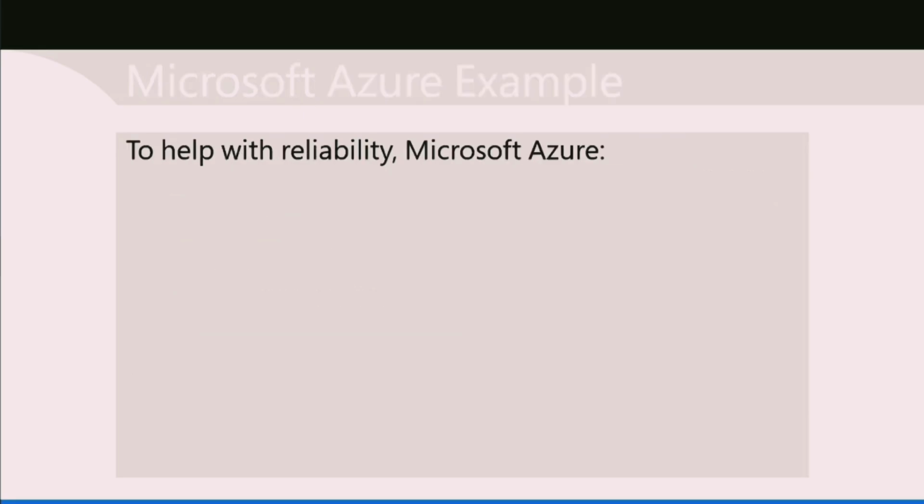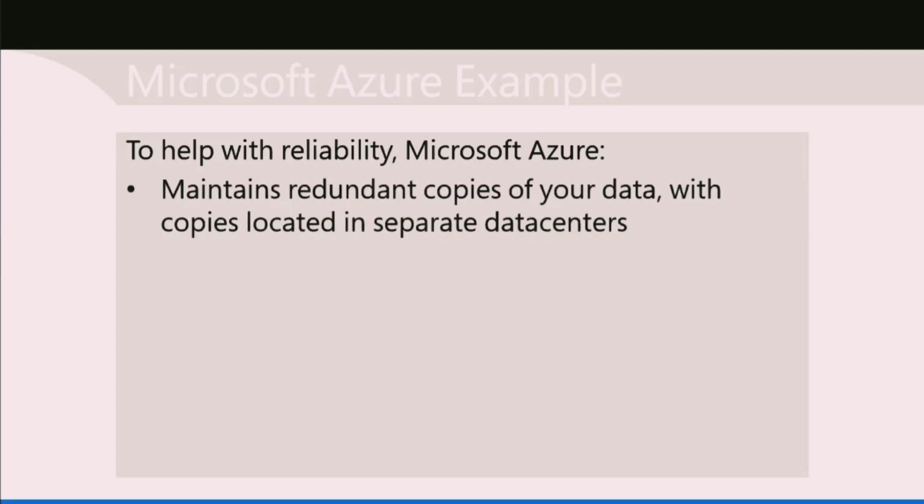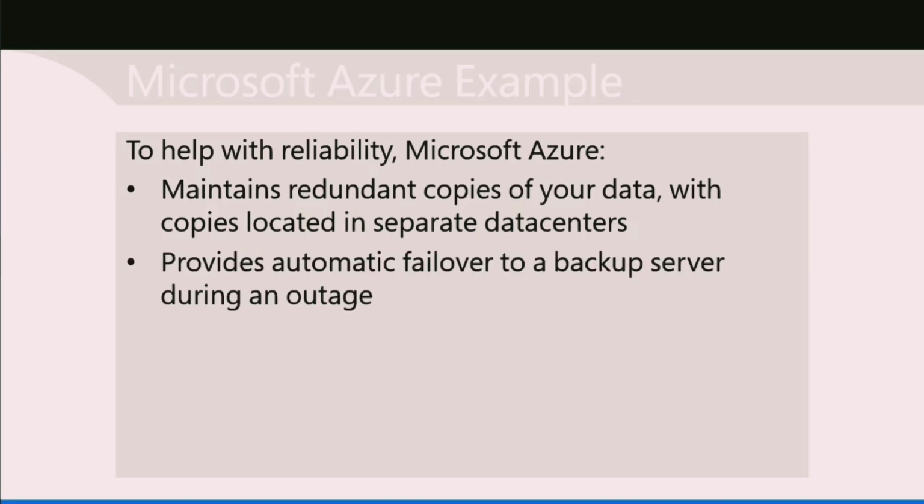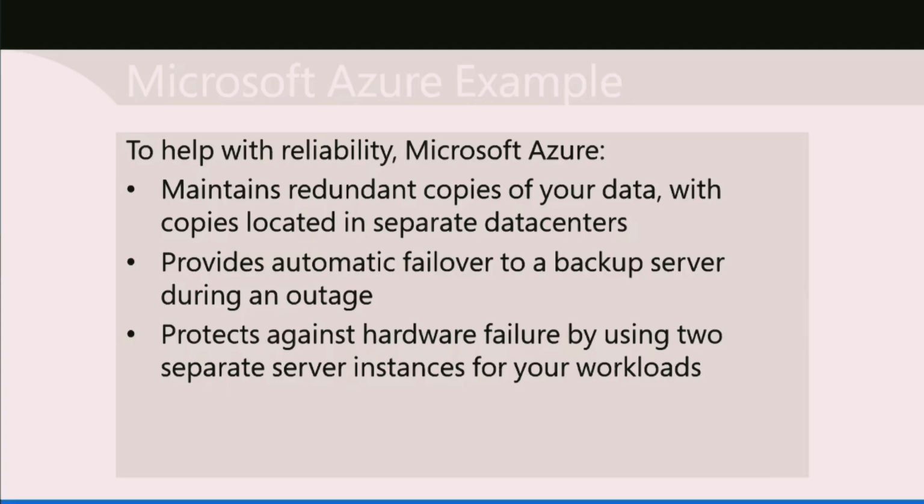So in Azure, taking Microsoft Azure as an example, to help with reliability, Microsoft maintains redundant copies of your data with copies located in separate data centers. Azure will provide for automatic failover to a backup server during a particular outage. And this all helps protect against hardware failure by using two separate server instances for your workloads, whether they're located in the same rack or within the same data center or in completely different regions.